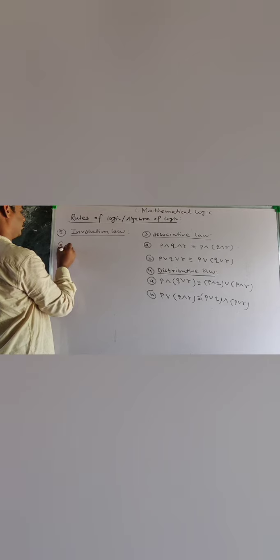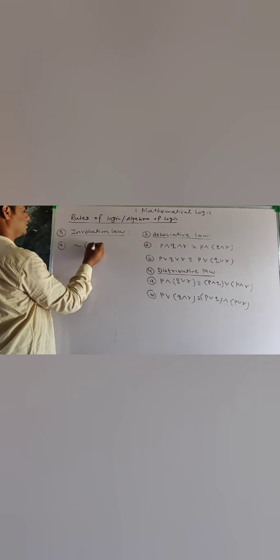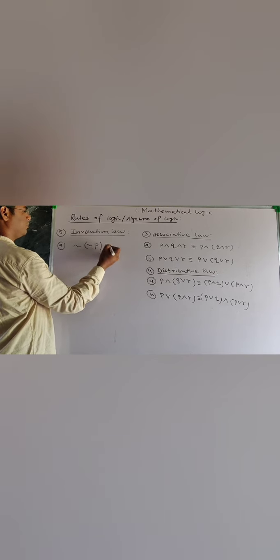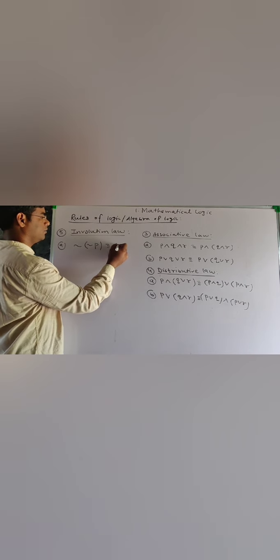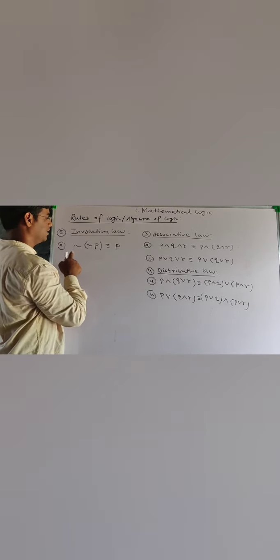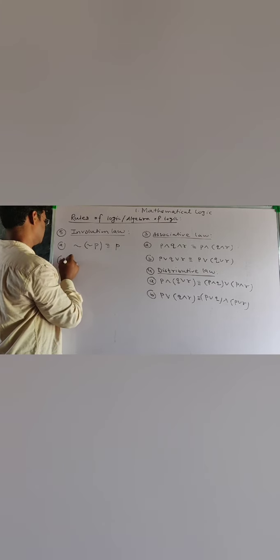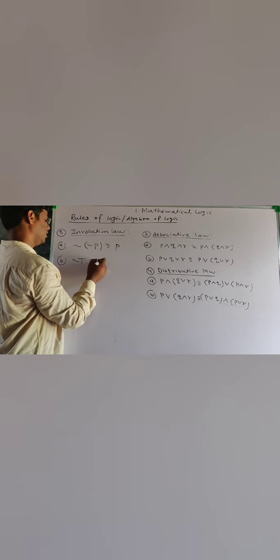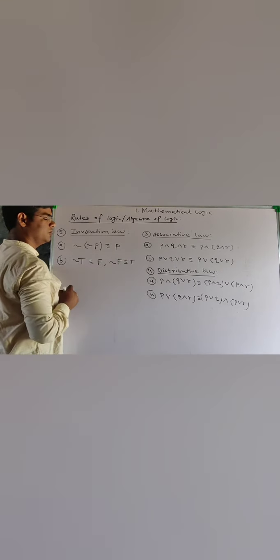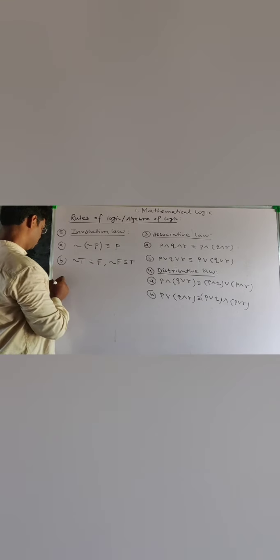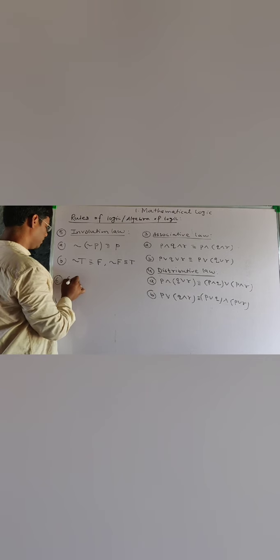Involution law means what? Negation of negation gets cancelled. So if we have negation of P and we write the negation of negation P, then we simply write P. So negation gets cancelled. Similarly, negation of true is false, and negation of false is true. This law is known as what? Involution law. Sixth law is what? Complement law.